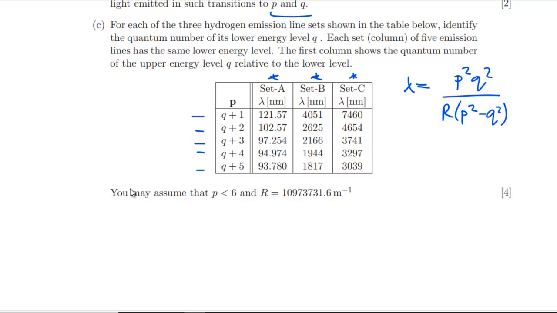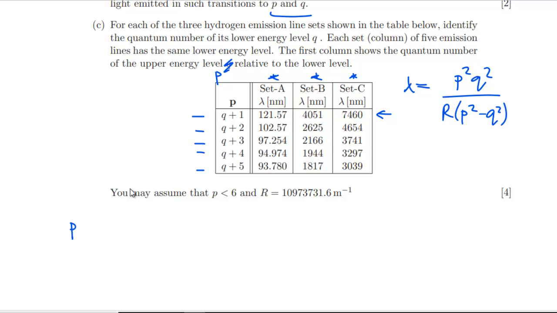The first column shows the quantum number of the upper level. No, it doesn't, does it? The first column shows the quantum number of the upper energy level relative to the lower level. They mean P, I think. You can assume that P is less than 6. Well, isn't it going to be easier just to plug things in, since we've got so few numbers, and we can just look at the first row? So yeah, let's do that.